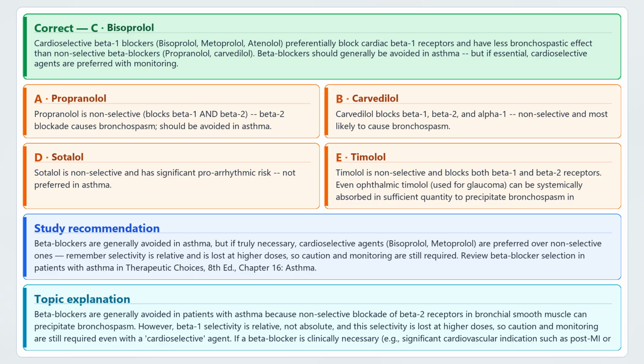Correct answer is C, bisoprolol. Cardioselective beta-1 blockers, bisoprolol, metoprolol, atenolol, preferentially block cardiac beta-1 receptors and have less bronchospastic effect than non-selective beta blockers, propranolol, carvedilol. Beta blockers should generally be avoided in asthma, but if essential, cardioselective agents are preferred with monitoring.